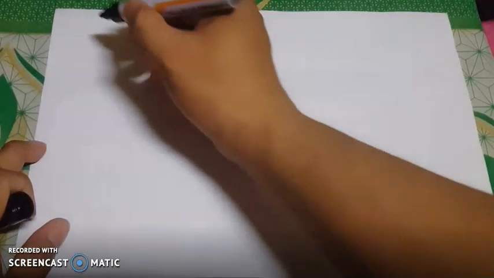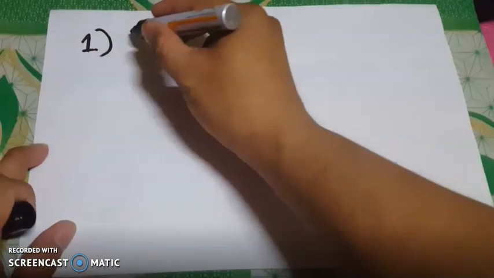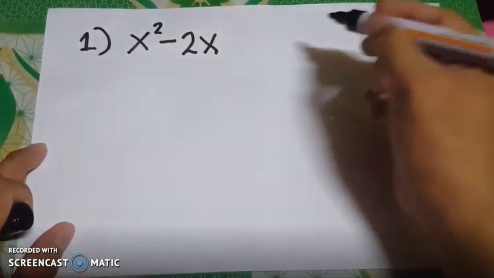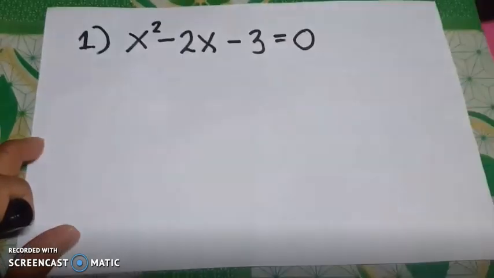Okay, so this time, let's proceed on applying the steps through examples. So we are going to solve here quadratic equation by using completing the square. So let's have example number 1. We do have the given, for example, x squared minus 2x minus 3 is equal to 0.